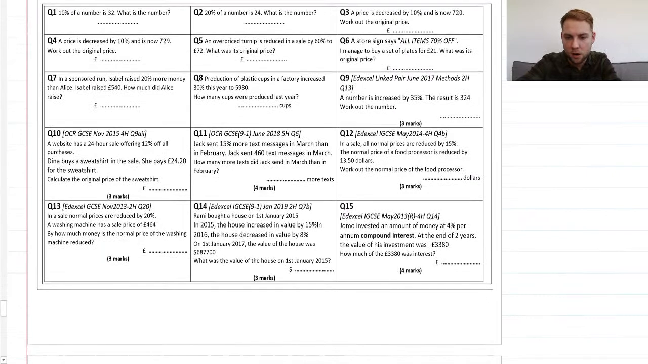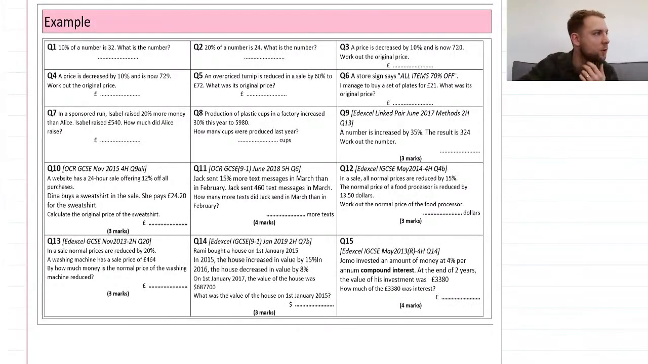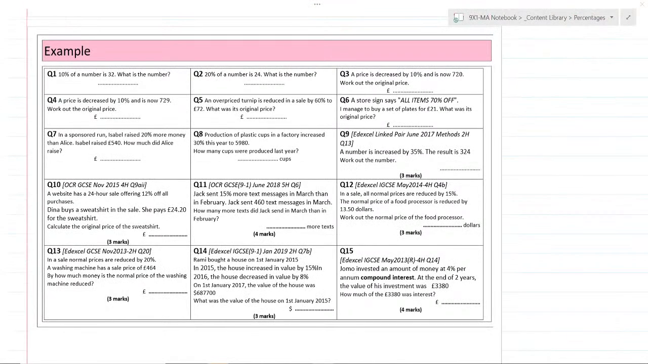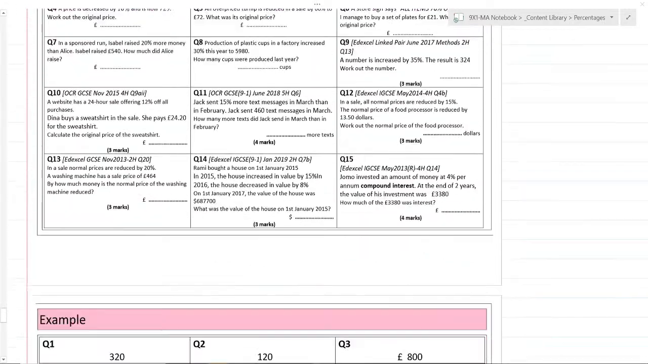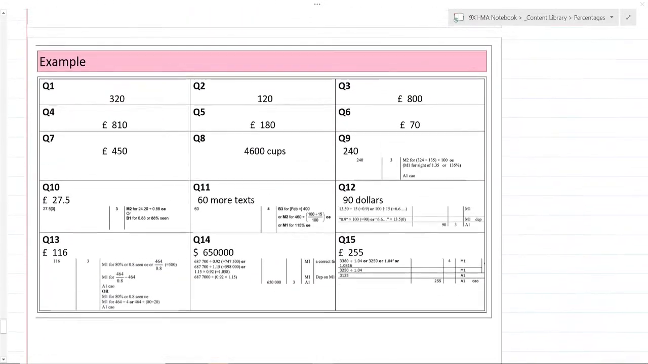So if you are catching up with this, there are some questions. Have a little go at those. And if you're catching up, there are the answers.